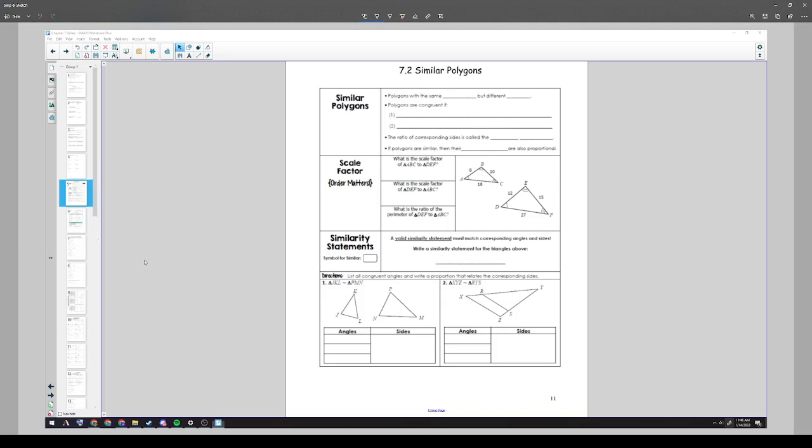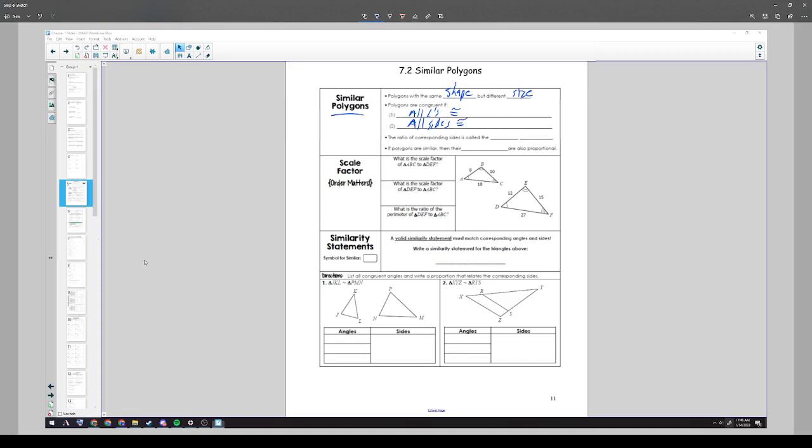So similar polygons, we have talked about another type. We talked about congruent polygons already this year. Polygons that are similar have the same shape, but a different size. So we knew they're congruent if all angles are congruent and if all sides are congruent as well. So we saw that with triangles and with quadrilaterals.